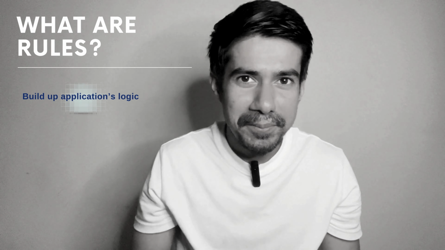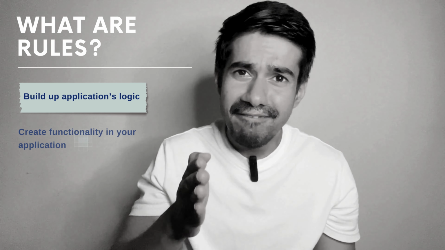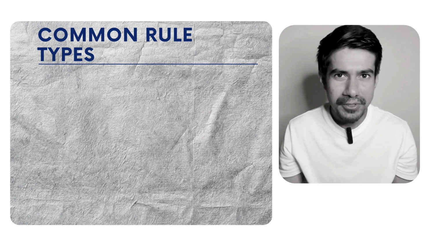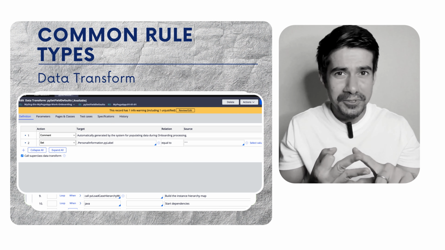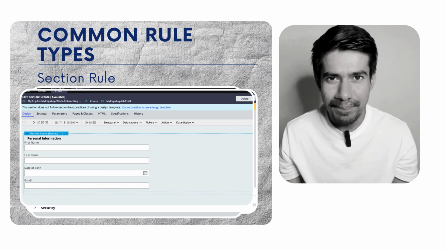Rules are what make up your application's logic. These are what you use to build the functionality in your application. Some of the most common rule types are when rules, activity rules, data transforms, data pages, flow actions, and section rules.